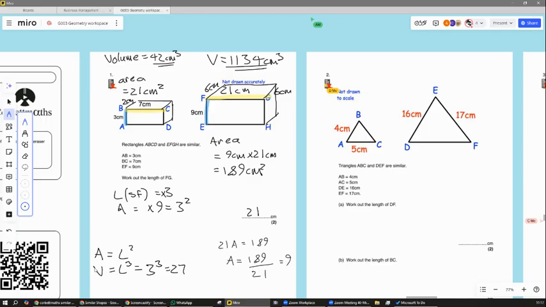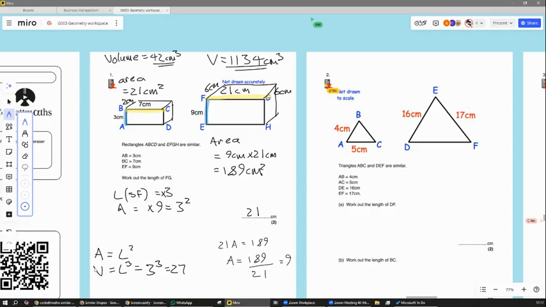Is it true that the volume scale factor, is it true that 21 centimeters, I can't get this right at all. Is it true that 42 centimeters cubed times 27 is 1,134 centimeters cubed? Let's find out. So 42 times 27, yes it is.